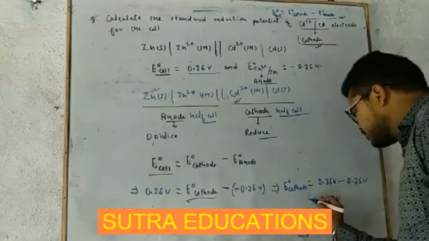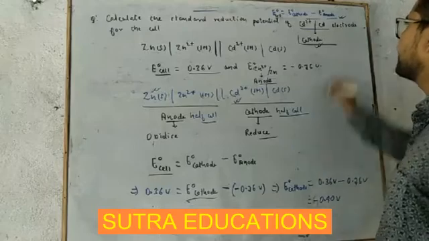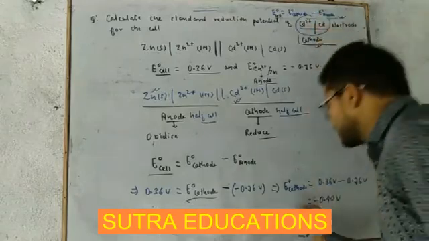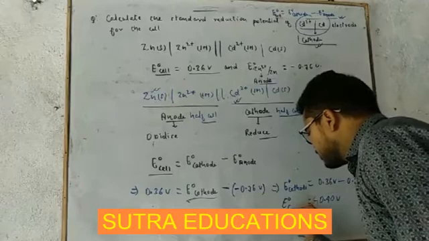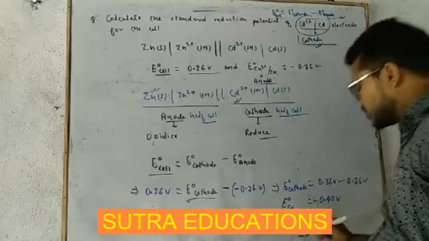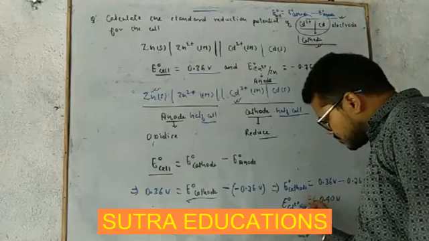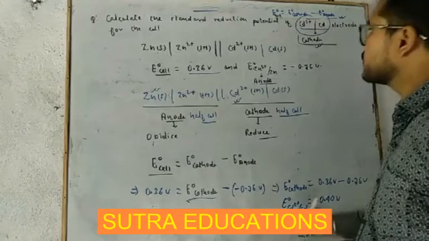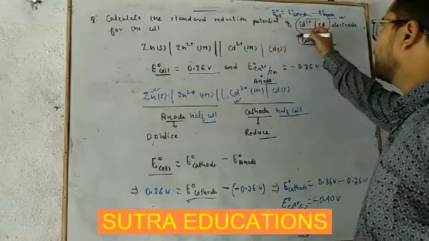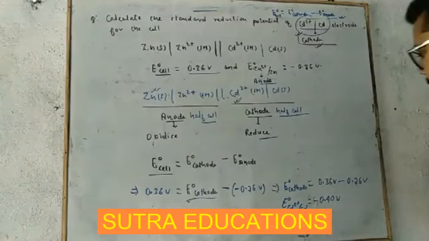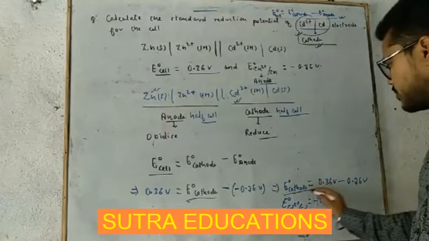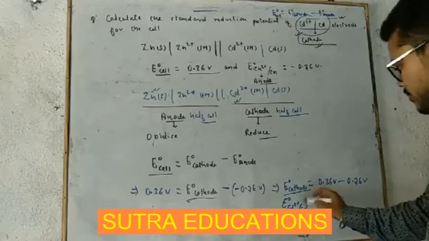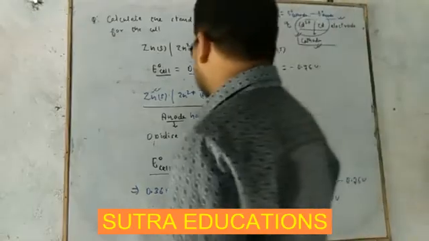What is this? This is E naught Cd2+ upon Cd, E naught Cd2+ upon Cd, means standard reduction potential value of this. It is acting as cathode here, at cathode. Okay, now come to next question.